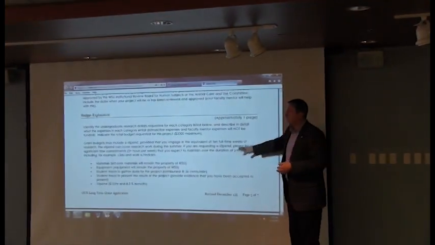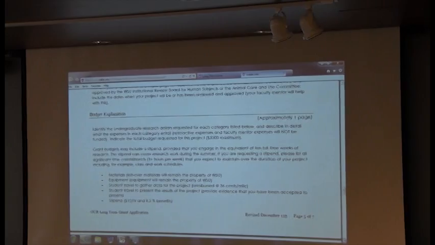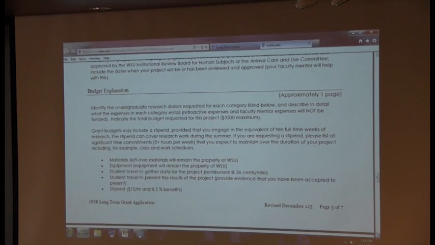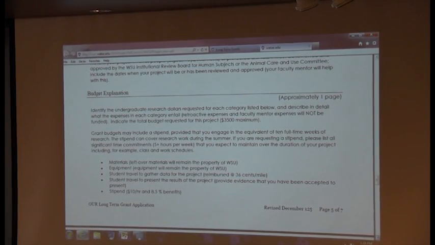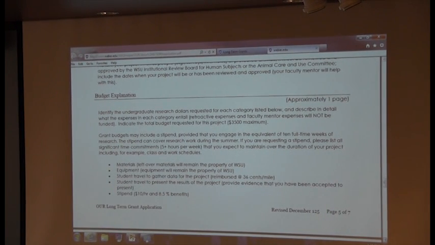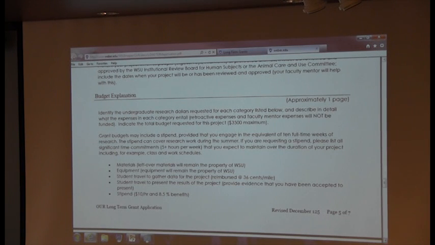Okay? So associated with this, if you're requesting a stipend, we want to know what your other significant time commitments are. All right? Are you president of this organization and that organization? Do you have a full-time job outside of campus? What's your course schedule like? And how are you going to fit this research project into your busy, busy life? Okay? And the reason is that if you're asking for money, we get the impression that this is a substantial commitment on your part. Okay? So we want to make sure that that is abided by.